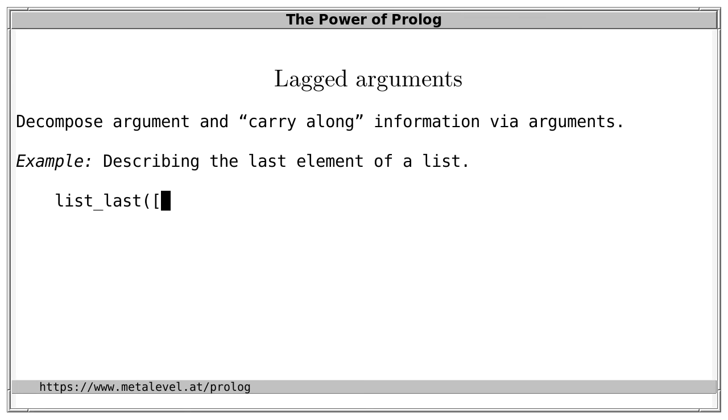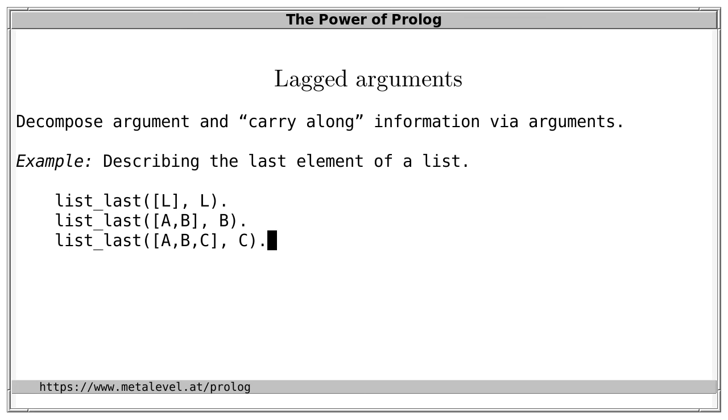So let's consider the case where the list has exactly one element L. Then the last element of the list is of course L. And if it has 2 elements, then the second element is the last element. If it has 3 elements, then the third is the last element, and so on. So in general, if the list has at least one element L and the tail is Ls, then the last element of the list is the last element of the tail. So the first element L doesn't even matter, so we use an anonymous variable for it, and that's it.